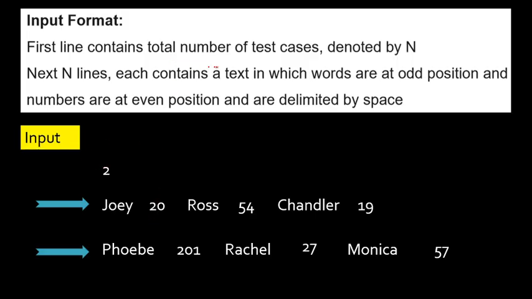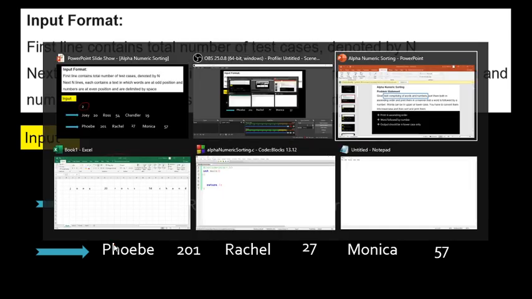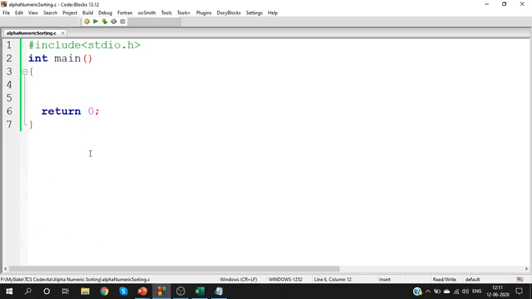The first line contains the total number of cases. If I have two cases, we should work with both the cases, right? So first we'll get the n value. So we'll start coding it parallelly. So the first thing will be the n value.